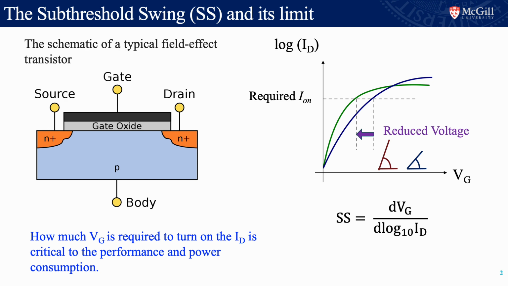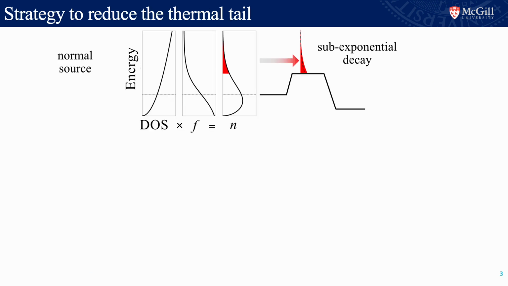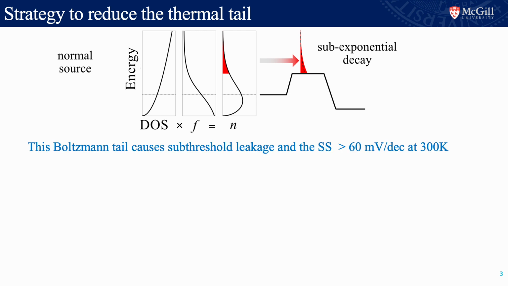However, there's a limit for this slope in the conventional MOSFET at room temperature. This is due to the Fermi-Dirac distribution. The electron density from the source is the product of the density of states and the Fermi-Dirac distribution function. A small fraction of electrons have sufficient energy to surpass the barrier, the so-called Boltzmann tail. This Boltzmann tail causes subthreshold leakage and makes the subthreshold swing larger than 60 millivolts per decade at room temperature.